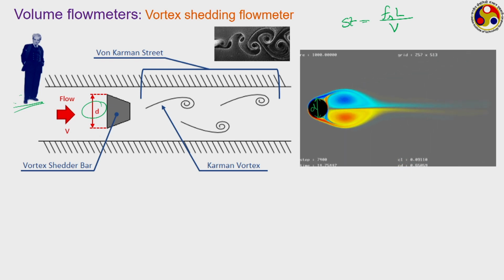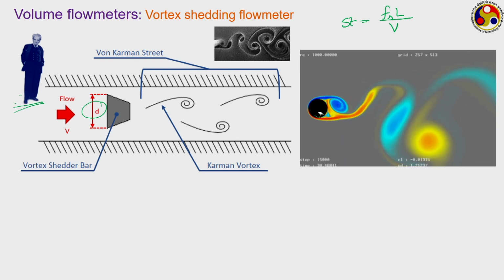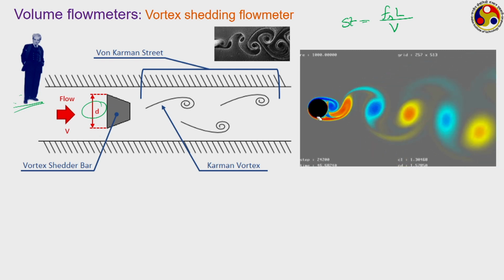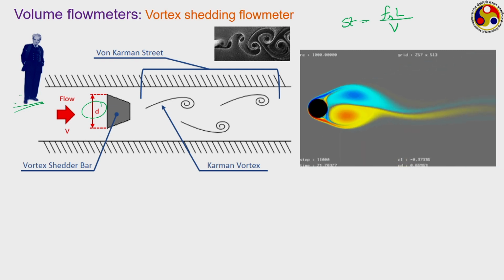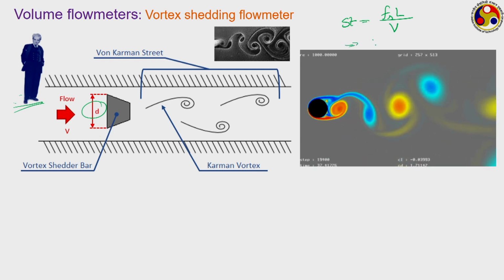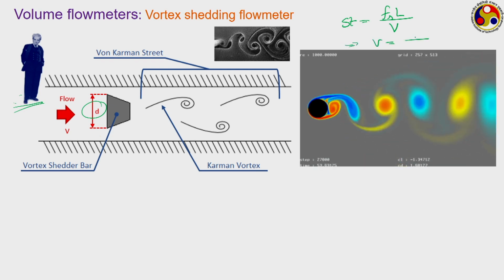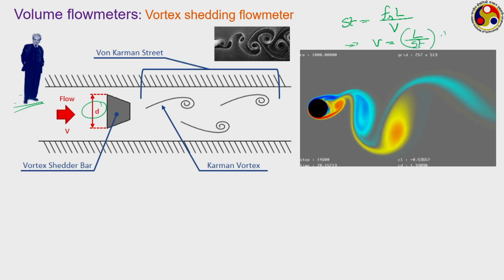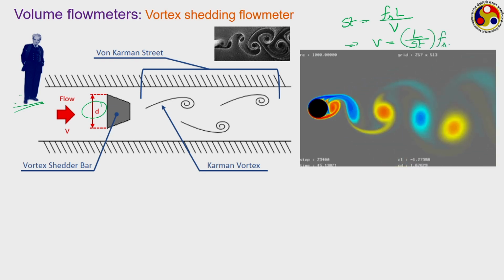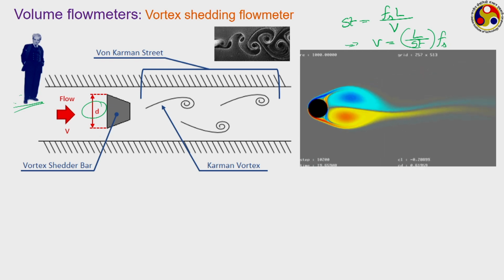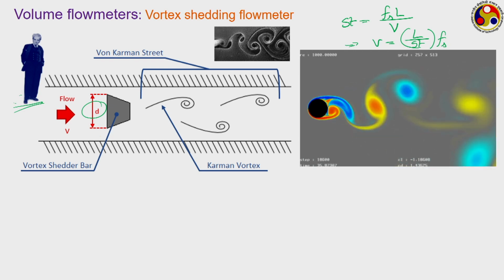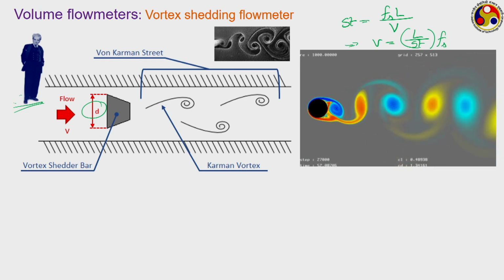Now, by proper design, it has been found that for several bluff bodies the value of Strouhal number can be maintained to be constant over a wide range of Reynolds number. And once Strouhal number is a constant, then the velocity V becomes just L by Strouhal number into the frequency. So, if you can sense the frequency, then it can give a linear relationship to measure the flow velocity and correspondingly the value of the flow rate.